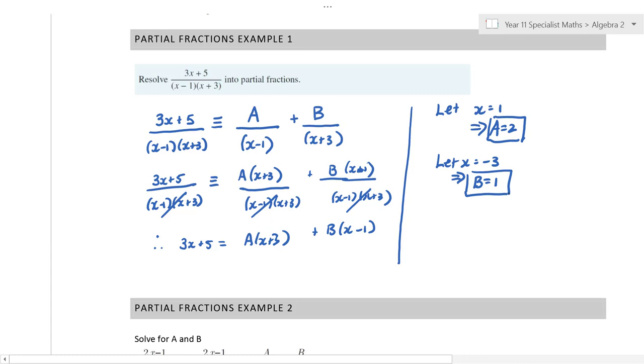Okay, so therefore we found A and B. Now we could go back and say that, therefore, we haven't really done anything yet, but now we can say that 3x plus 5 over x minus 1, x plus 3 is equivalent to, that's that sign there, and let's sub in what A and B are. So that's equal to 2 over x minus 1. And we've also got, what's B? That's negative, so that's minus 1 over x plus 3.